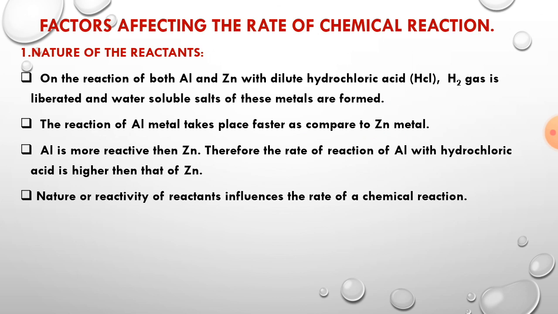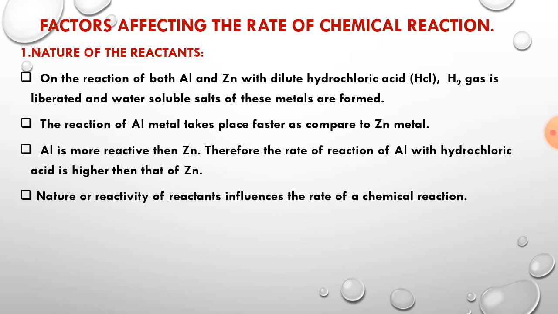On the reaction of both aluminium and zinc with dilute HCl, that is dilute hydrochloric acid, H2 gas is liberated and water soluble salts of these metals are formed. So on the reaction of aluminium and zinc with dilute HCl, what happens? H2 gas is liberated and water soluble salts of these metals are formed. Then the reaction of aluminium metal takes place faster as compared to zinc metal.